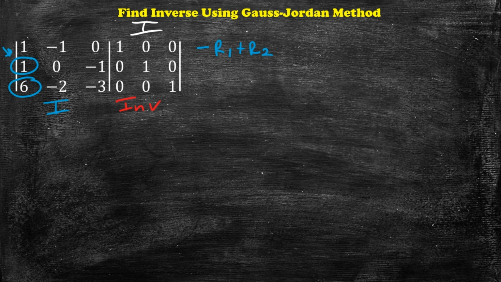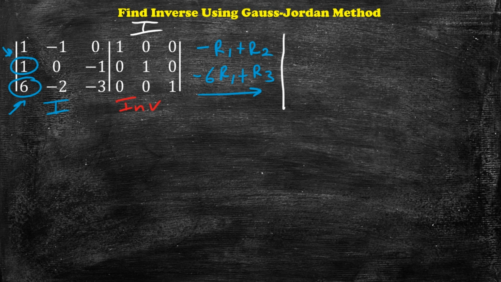That's going to clear out the 1. Now, to clear out this 6, all we have to do is multiply row 1 by -6. So -6 row 1 plus row 3. All right, and I'm going to do 2 steps in one just to save some space.